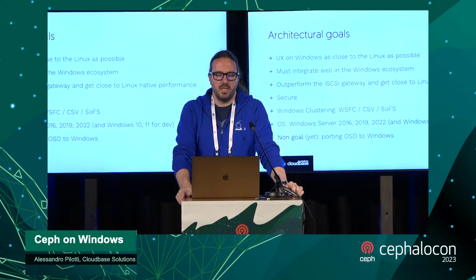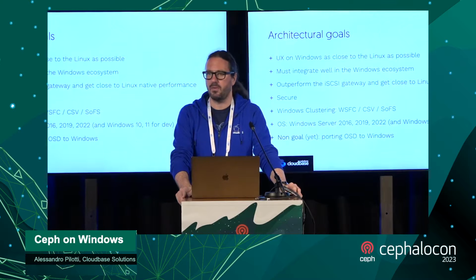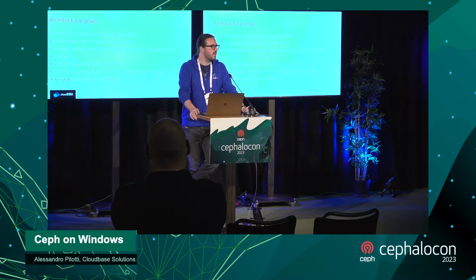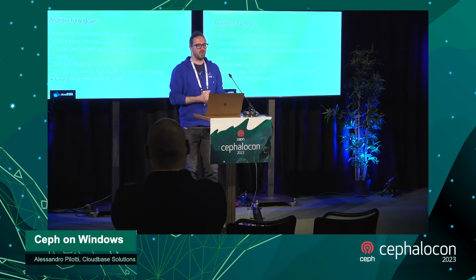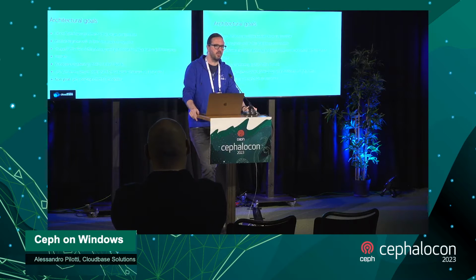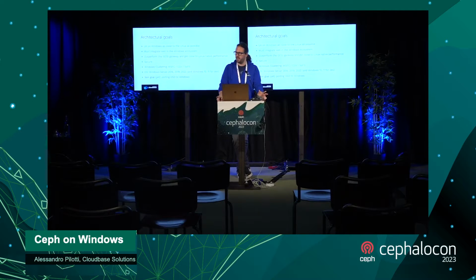In terms of performance, we wanted, of course, to outperform the iSCSI gateway and get as close as possible to the Linux native performance. I will briefly talk about this later, but we definitely outperformed our goals here. We wanted to be secure, right? And recently, this is some recent work that we did, we wanted also to add support for Windows clustering, which is very important in the Windows world when it comes to high availability and fault tolerance. So Windows Server failover cluster, cluster shared volumes, and scale-out file server.